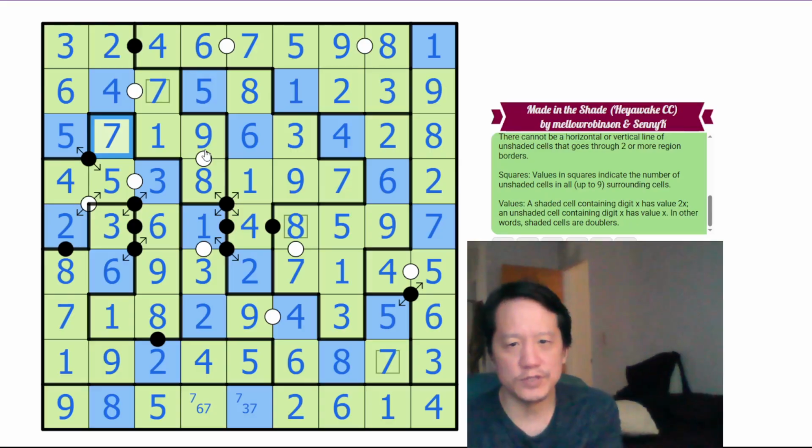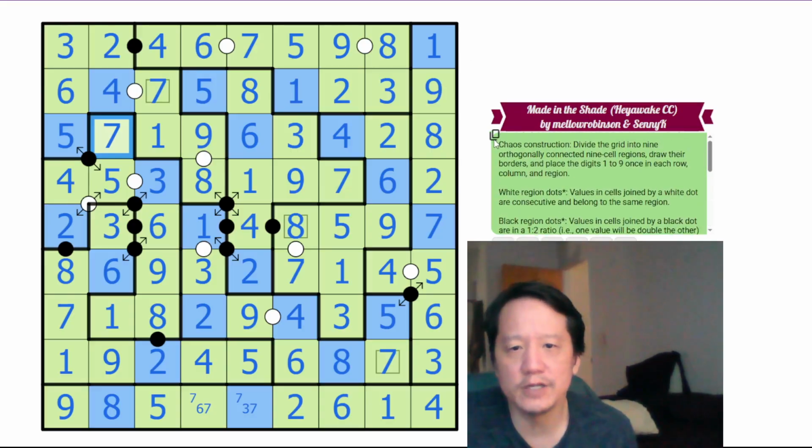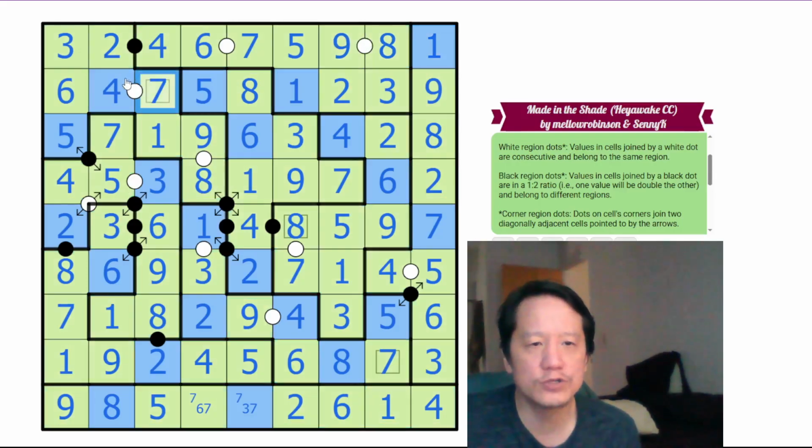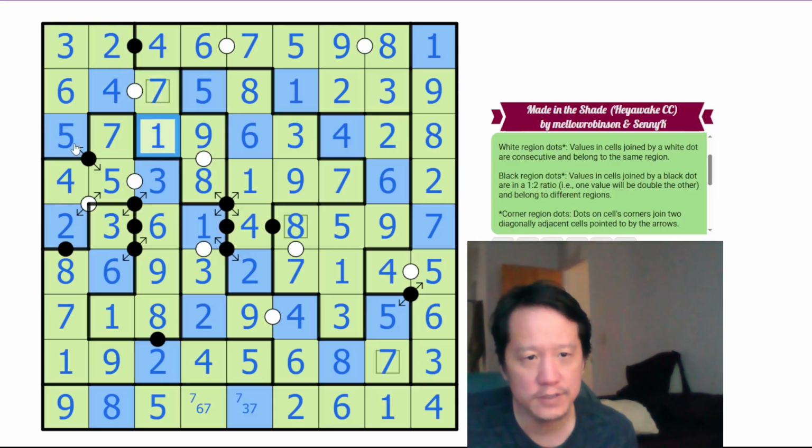Let's do the Kropke dots for now. We have 2 and 4 are in a 1 to 2 ratio. They're different regions. 6 and 7 are consecutive. They are the same region. 8 and 9 are consecutive. They are the same region. 4 doubled is 8, which is consecutive with 7. They are the same region.